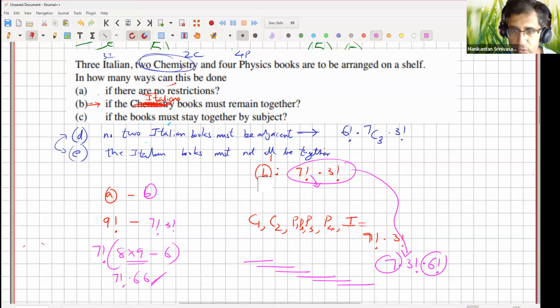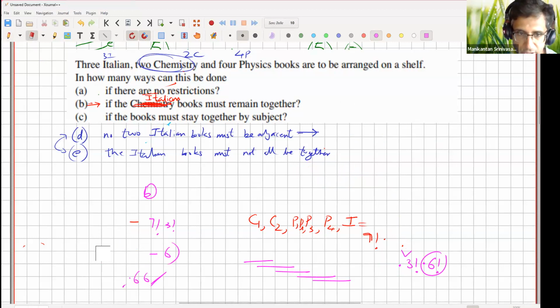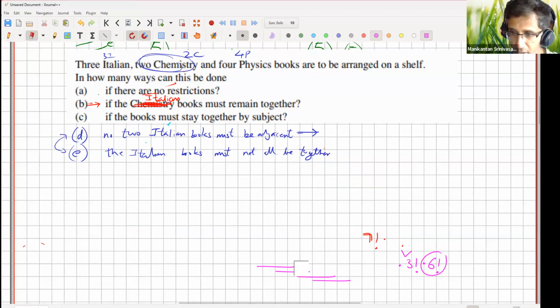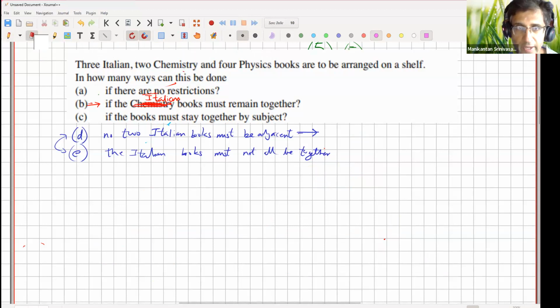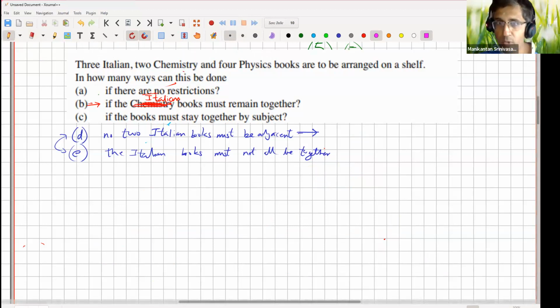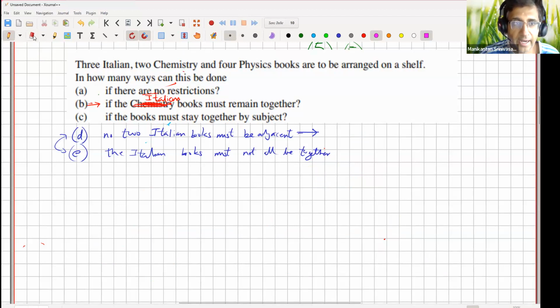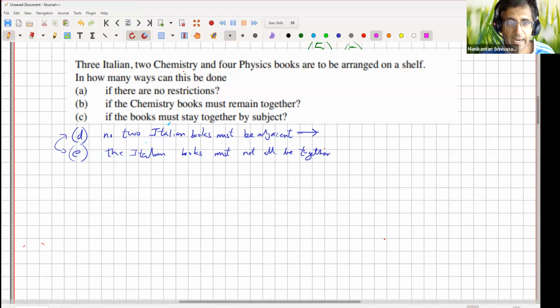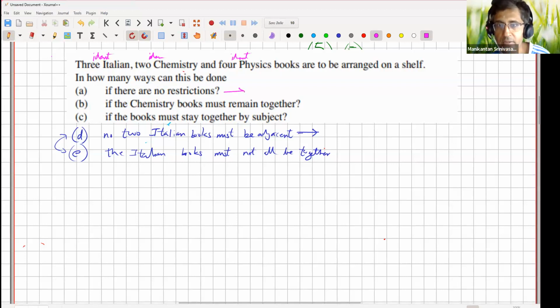Now, I want you to revisit, I'll erase all of this. I want to revisit all the 5 questions, going back to one of Keshav's questions. He said, are the Italian books all identical or different? Now, I'm going to say they're all identical Italian books by the same author, the same book. So 3 identical Italian books, 2 identical chemistry books, and 4 identical physics books are there. Now we are going to do all the problems. No restriction. How many ways to arrange?